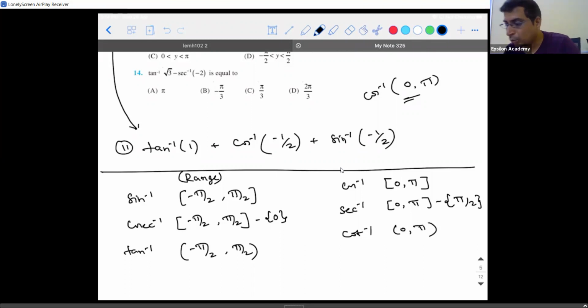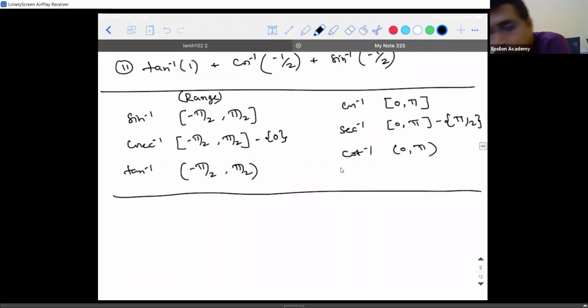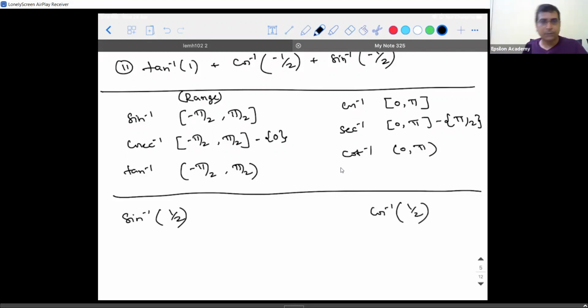Correct? So there might be these kinds of questions. If I ask you what is sine inverse of half, you are on the safe side. If I ask you what is cos inverse of half, you are on the safe side, because if you observe all 6 inverse trigonometric functions, you definitely have the first quadrant.